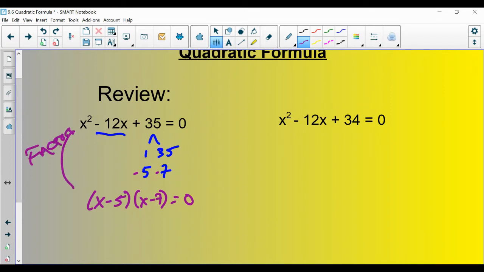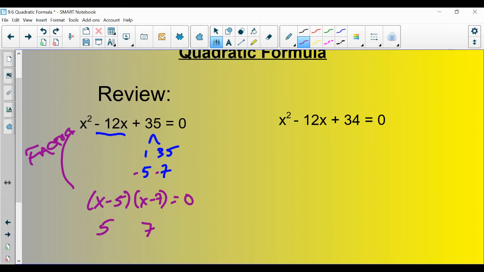And then you would ask yourself, what makes this parenthesis 0? And that would lead you to 5. And then you'd ask, what makes this parenthesis 0? And that would lead you to 7. When you learned it, you were like, oh, this is a lot of work. But this, in actuality, ends up being a pretty quick process to solve a quadratic.